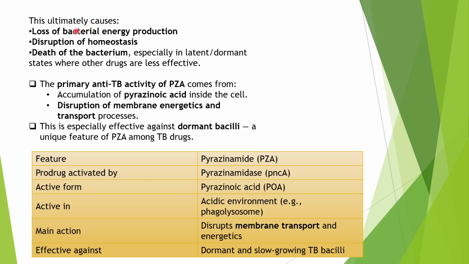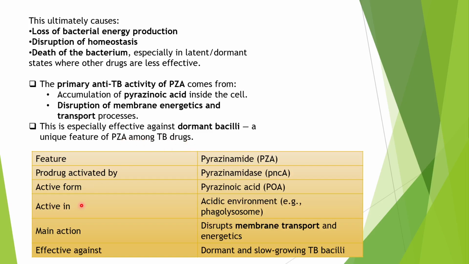This ultimately causes loss of bacterial energy production, disruption of homeostasis, and death of the bacterium, especially in latent or dormant states where other drugs are less effective. So the primary anti-TB activity of PZA or POA comes from accumulation of pyrazinoic acid inside the cell, that is, a negatively charged POA, and disruption of the membrane energetics due to this. This is especially effective against dormant bacilli, a unique feature of POA or PZA among TB drugs.